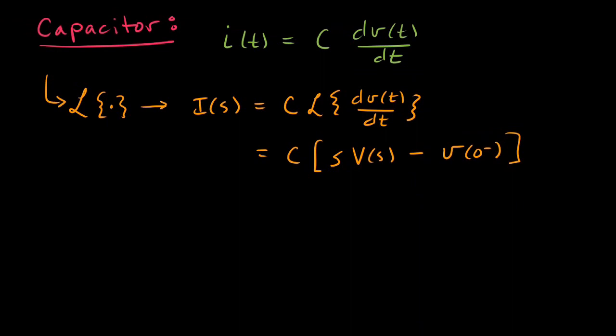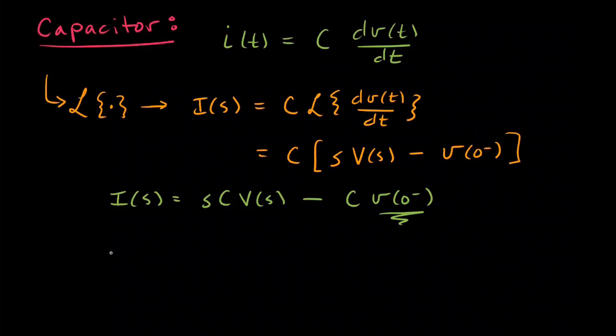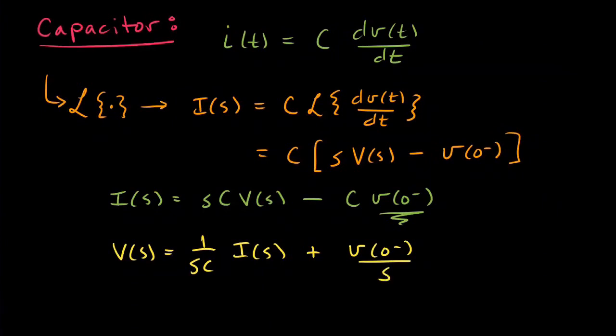I can write that all together on one line as I(s) = sC V(s) minus C times v(0-). Remember, this is just a scalar value. If I solve for voltage, then V(s) is 1/(sC) times I(s), plus v(0-)/s. Algebraically, when you work it out, you're going to have that s in the denominator there.